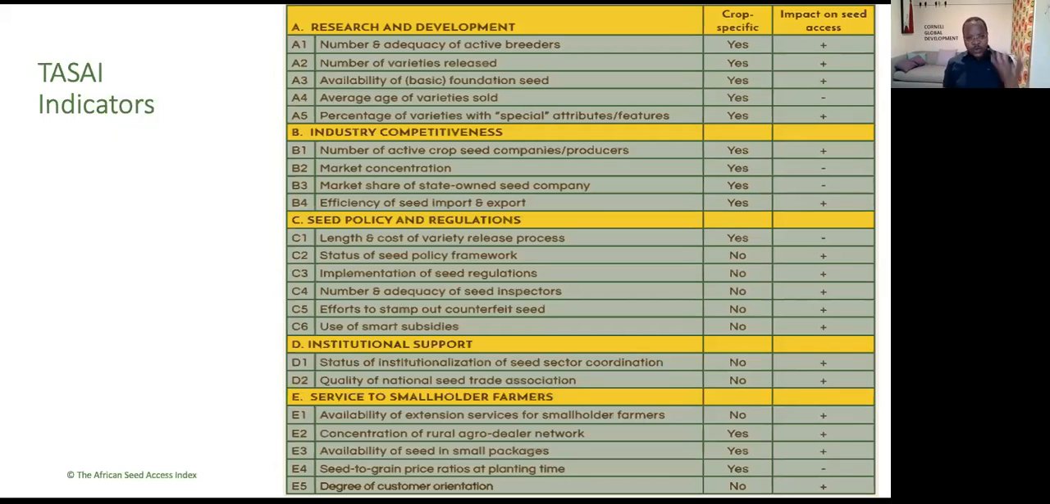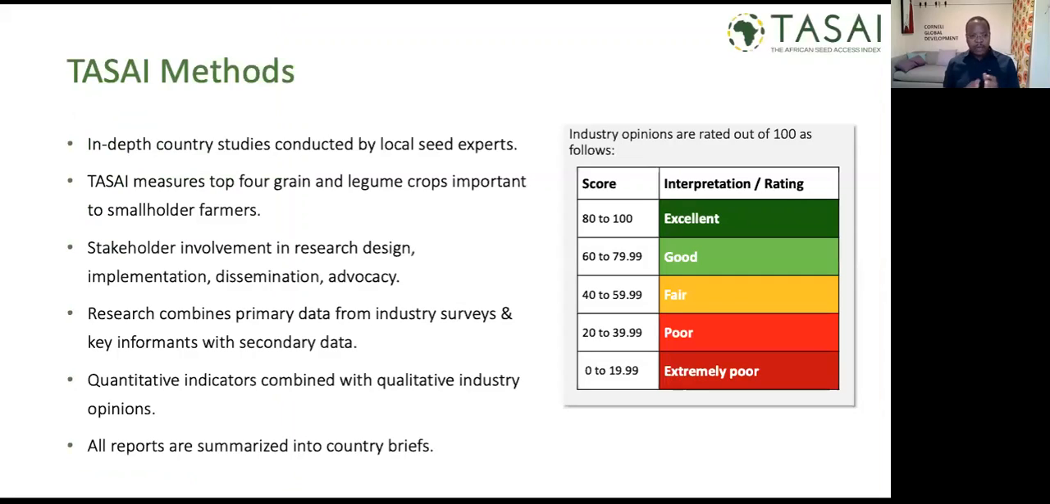How do we actually do the work itself? Let me run you through the methods before I go through the results. We conduct in-depth country studies in every country, and this work is done by local seed experts. We give them the framework. We look at 4 key crops that are grain or legume that are the most important to smallholder farmers because we can't cover every crop.